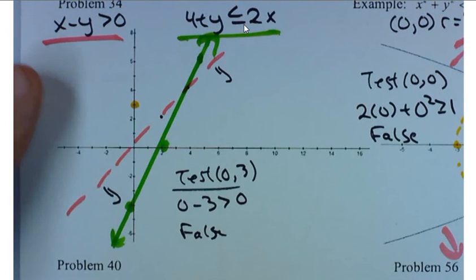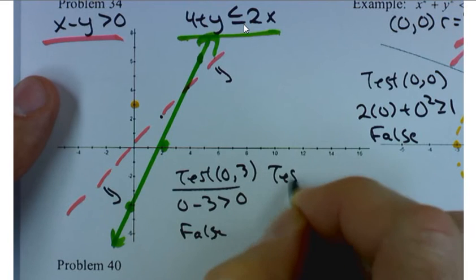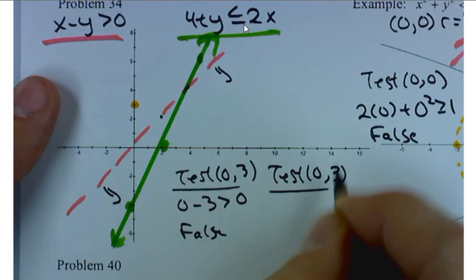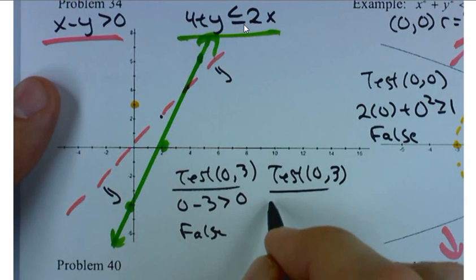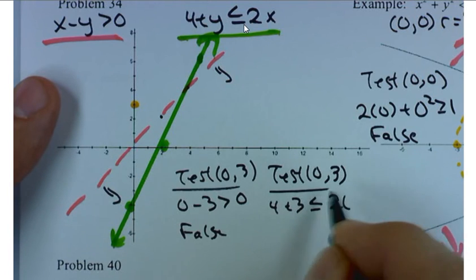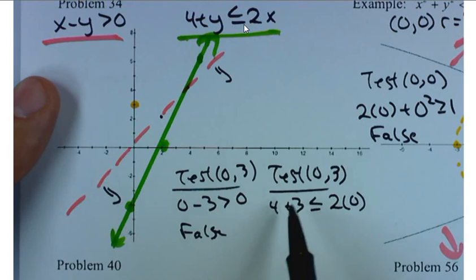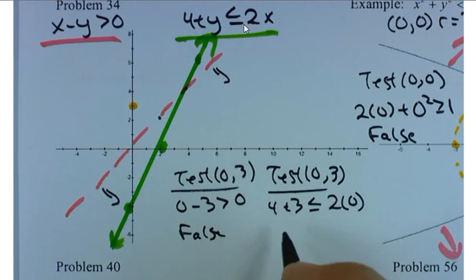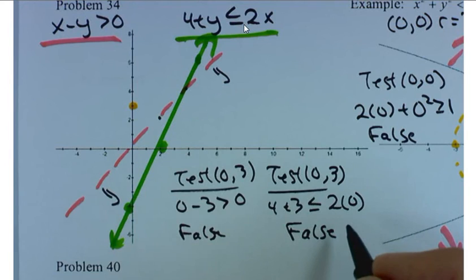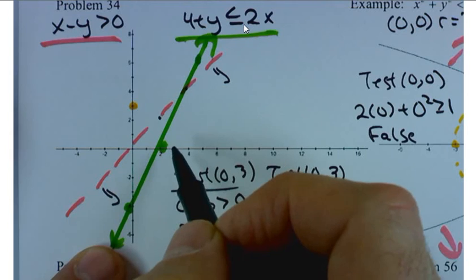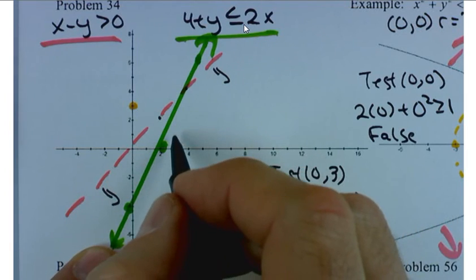Let's test our other one. Let's test 0, 3 again. This time we're going to test it in this inequality. So is 4 plus 3 less than or equal to 2 times 0? Did I get that right? 4 plus 3 is less than or equal to 2 times 0. So is 7 less than 0? False again. So this time, we're working with the green line, and it's telling me to shade below.